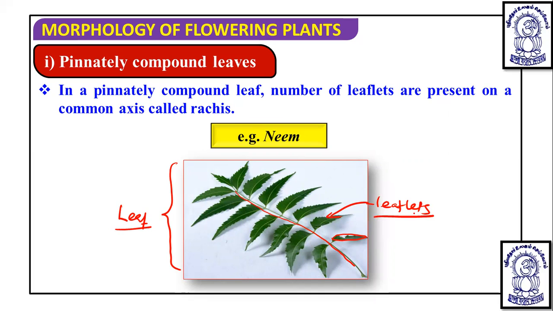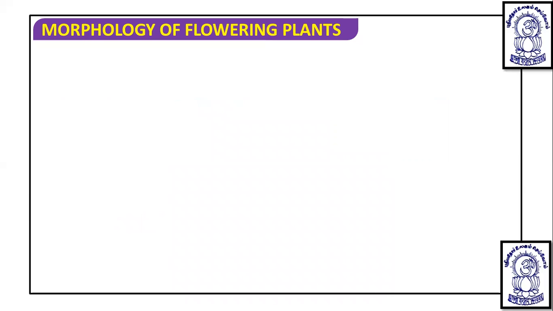So this thing is known as pinnately compound leaf, and this pinnately compound leaf is known to occur in the case of the neem tree. But this pinnately compound leaf can be of different types, and in this, the first type, if we talk about, is unipinnate or unipinnately compound leaf.